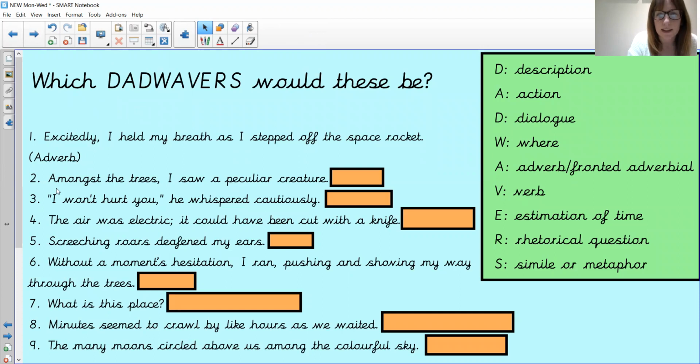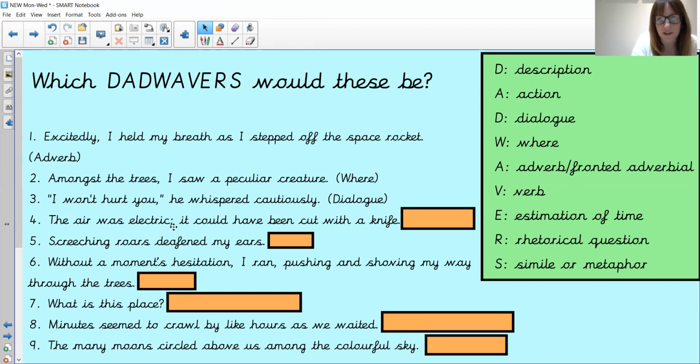Amongst the trees, I saw a peculiar creature. So amongst the trees, which of these DADWAVERS do you think that one is? That's right, it's telling us where something is happening. Now, well, actually, I'll come back to that point in a minute. I'll carry on for a second. So, number 3. I won't hurt you, he whispered cautiously. So I think we all know, don't we? That one is our dialogue, it's our speech.